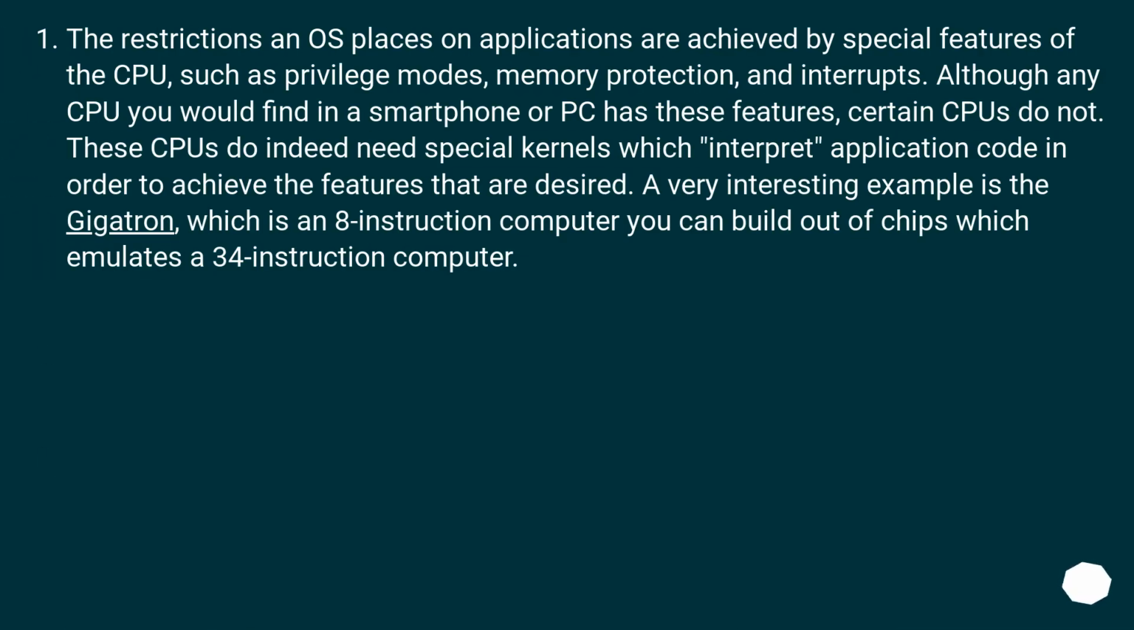The restrictions an OS places on applications are achieved by special features of the CPU, such as privilege modes, memory protection, and interrupts. Although any CPU you would find in a smartphone or PC has these features, certain CPUs do not. These CPUs do indeed need special kernels which interpret application code in order to achieve the features that are desired. A very interesting example is the Gigatron, which is an 8-instruction computer you can build out of chips which emulates a 34-instruction computer.